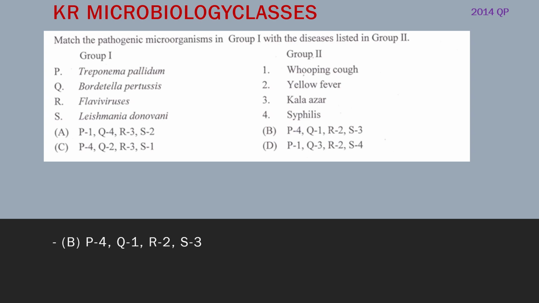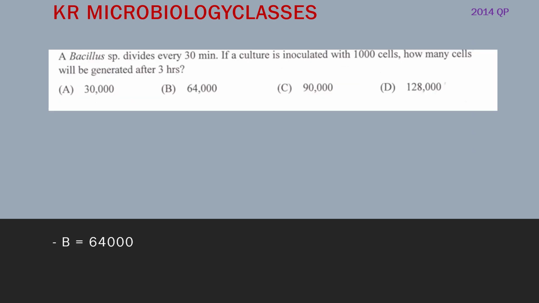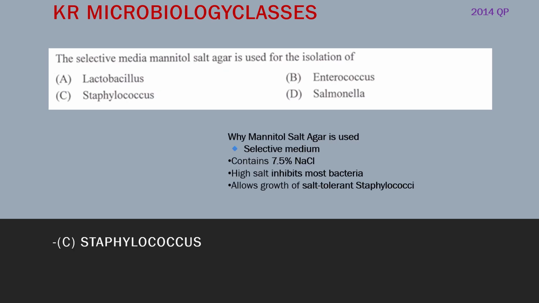Okay. So let's move to the next question. A Bacillus species divides every 30 minutes. If a culture is inoculated with 1000 cells, how many cells will be generated after 3 hours? Very easy question. Correct answer is option B, 64,000.